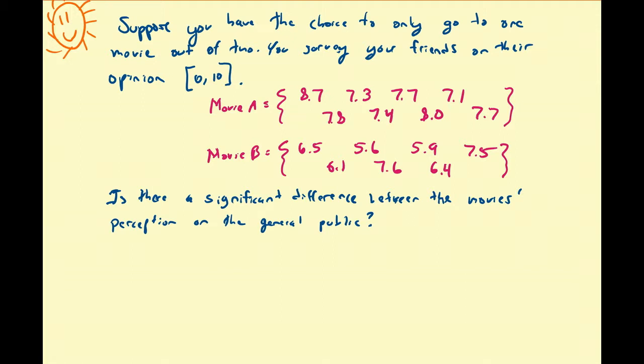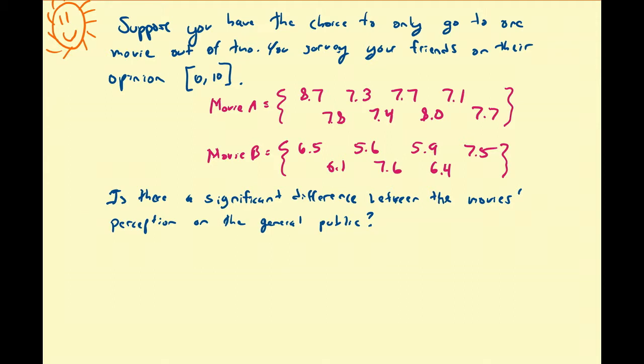So let us assume you have the choice to only go to one out of two movies, and you survey your friends on their opinion on a continuous scale from 0 to 10. So you ask a set of people about their opinion on movie A, and you get 8.7, 7.8, 7.3, 7.4, 7.7, and so on. And you ask people about movie B, and you get particular scores 6.5, 6.1, 5.6, 7.6, 5.9, 6.4, and 7.5.